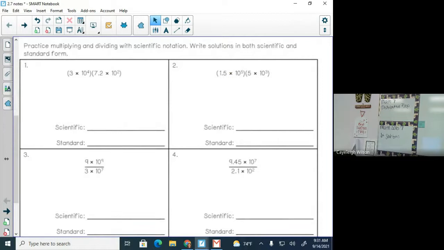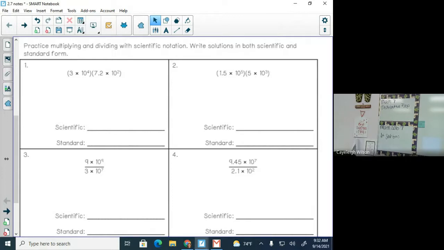3 times 10 to the 4th times 7.2 times 10 squared. How do I know that this is a multiplication problem in general? Not because of the x's. Because they're right next to each other. What signifies multiplication? Yes. So if there's nothing between the parentheses, it's an automatic assumption that it's multiplication.